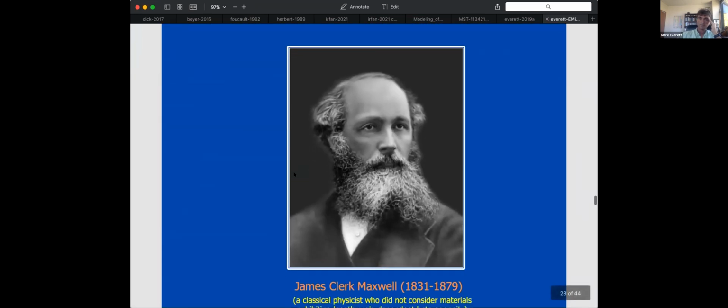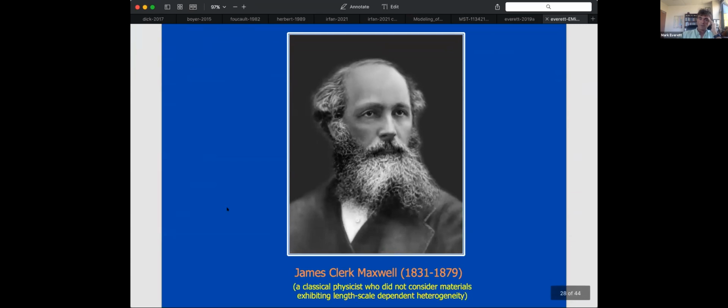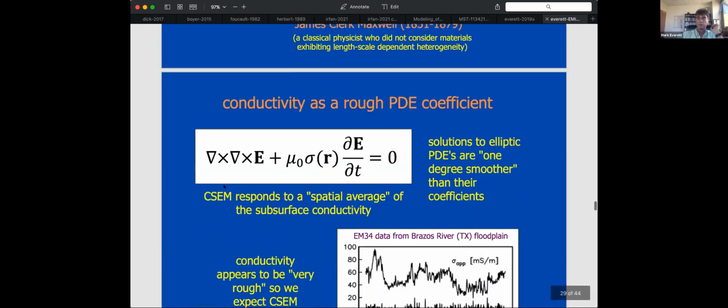So everyone knows James Clerk Maxwell. He was a classical physicist who gave us all the equations we use and put them all together in EM, along with his colleagues, Faraday, Ampere, etc. But I don't believe that he considered materials like the one I showed you with the soil that exhibit length scale dependent heterogeneity. I mean, he may have, but I'm not aware that he did. And so keep that in mind as we go forward.